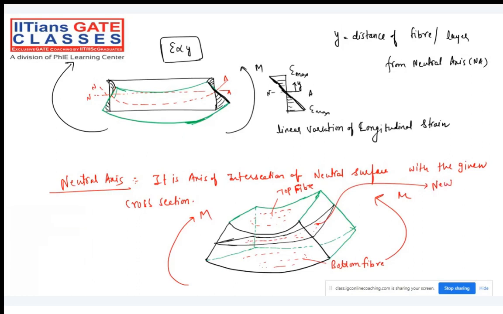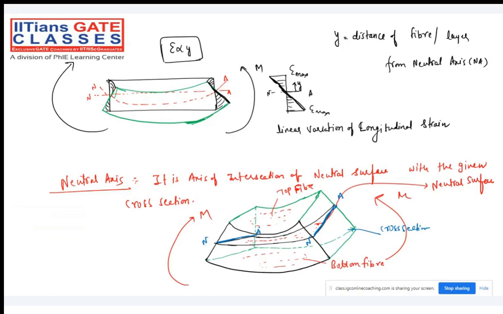Neutral surface. What I was talking about, the neutral axis, is the axis of intersection of the neutral surface with the given cross section. This is my cross section. With this cross section, where the neutral surface coincides will be my neutral axis. Neutral axis can never be seen in the plane of the beam. It can be seen in the plane of cross sections. Make a note of it.